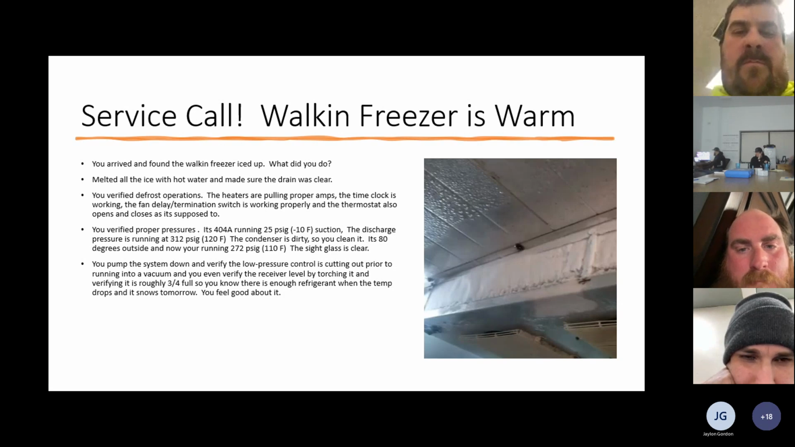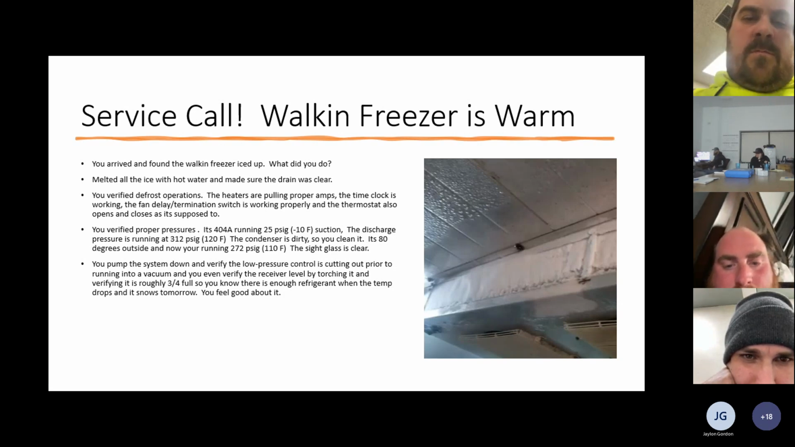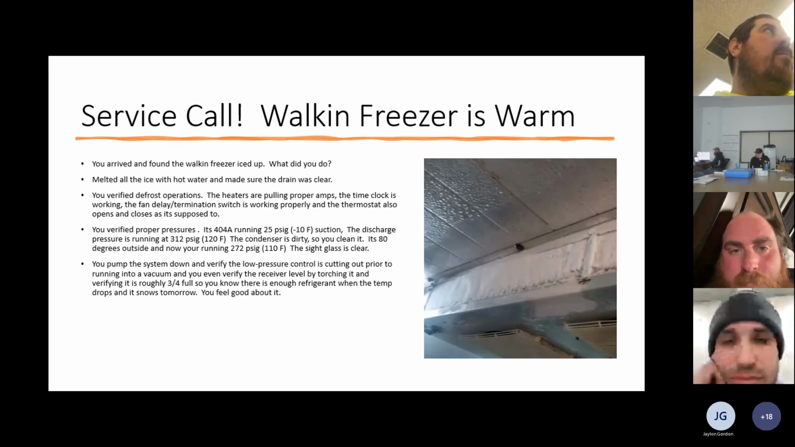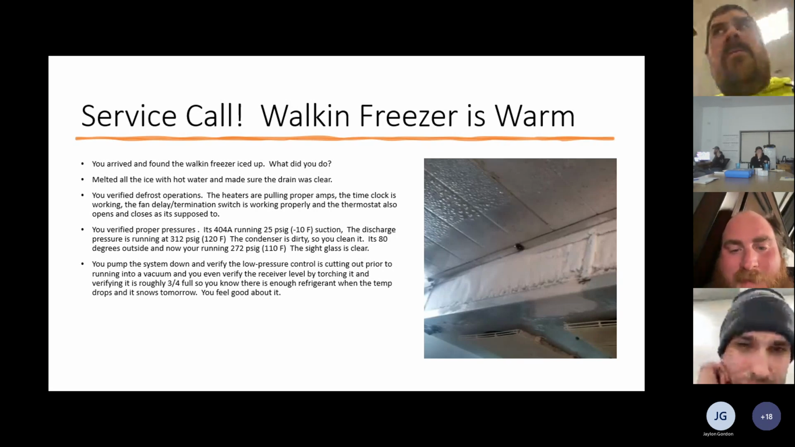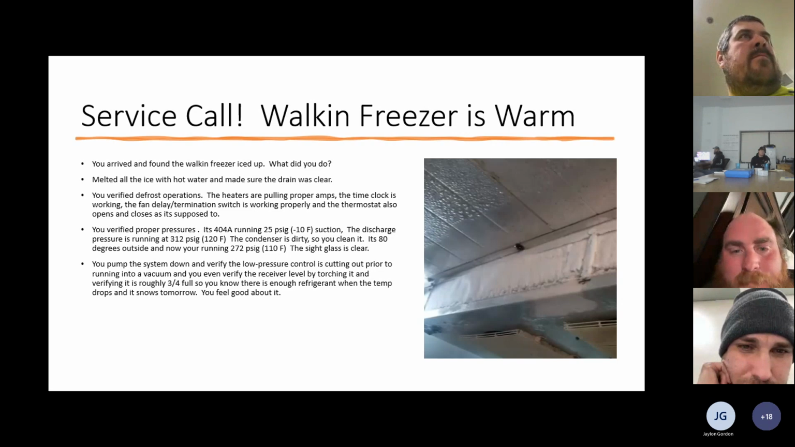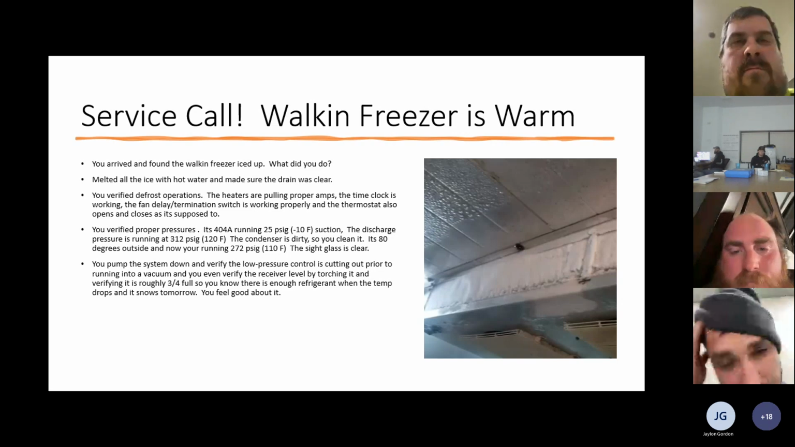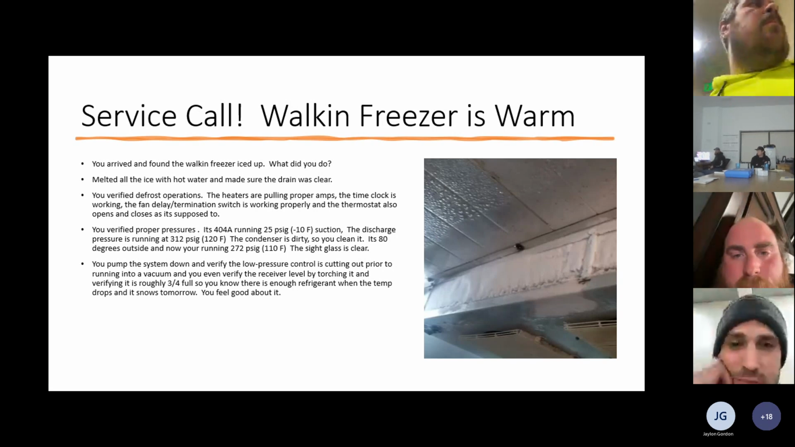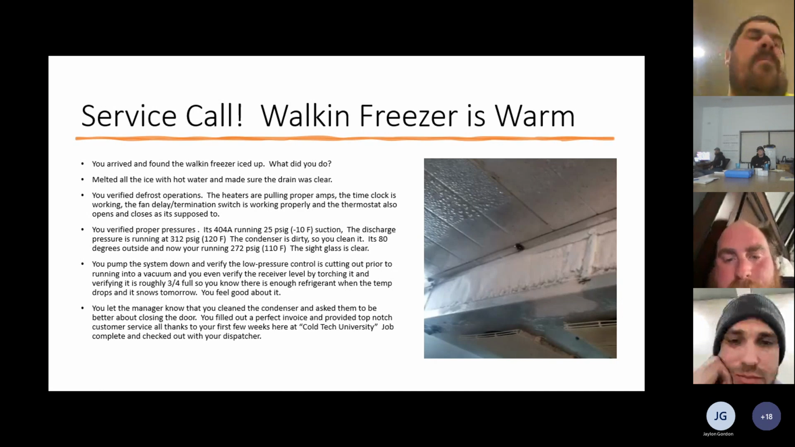Some manufacturers make those poor receivers that are covered in insulation, so you can't do that. But in this scenario, we were able to. Our receiver is about 3/4 of the way full. We're good with that in the summertime. We know there's enough refrigerant. And we know that when the temp drops in January and it's -10 outside, we still got enough gas in there where it's not going to act like it's low on charge. So we feel good about it.